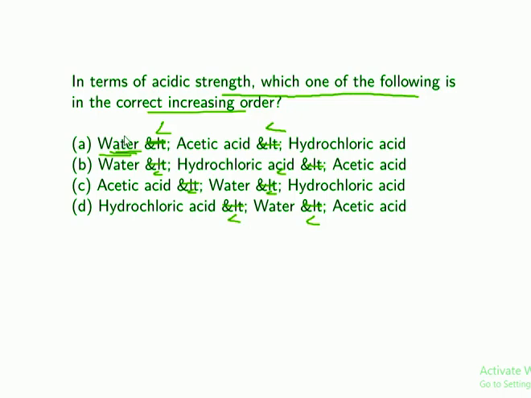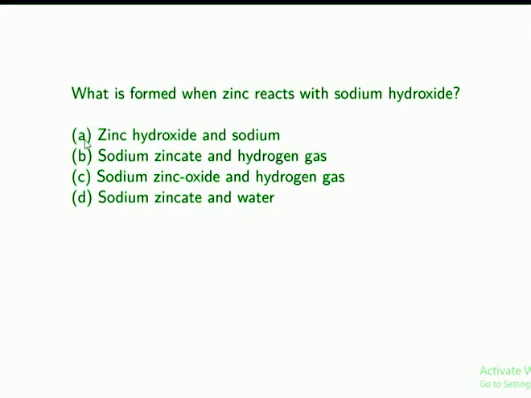So the acidic strength of water is less than acetic acid, and acetic acid is less than hydrochloric acid. That means hydrochloric acid is more acidic when compared to acetic acid and water. So the first option, where they gave hydrochloric acid first, is wrong. In the second, they gave hydrochloric acid here and acetic acid here, so this is also a wrong option. So the perfect answer will be A.